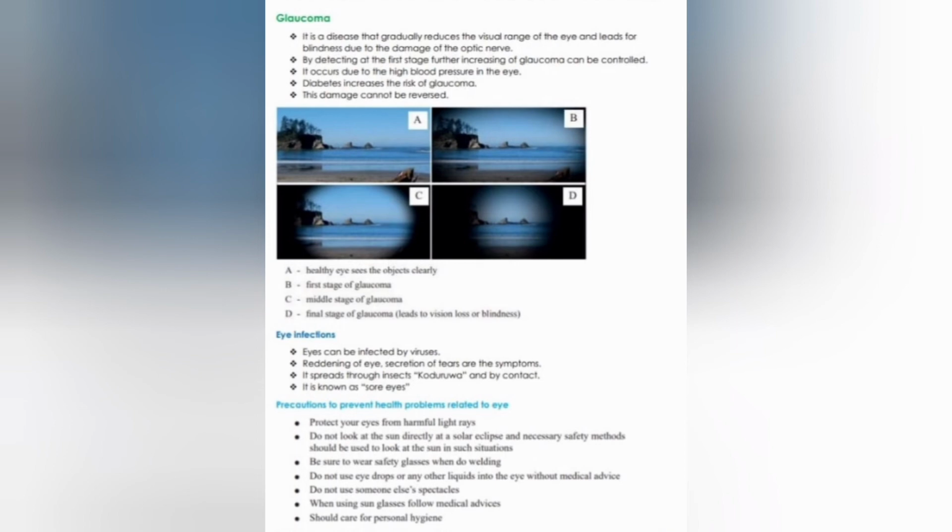Do not use eye drops or any other liquids into the eye without medical advice. Do not use someone else's spectacles. When using sunglasses, follow medical advice. Should care for personal hygiene.